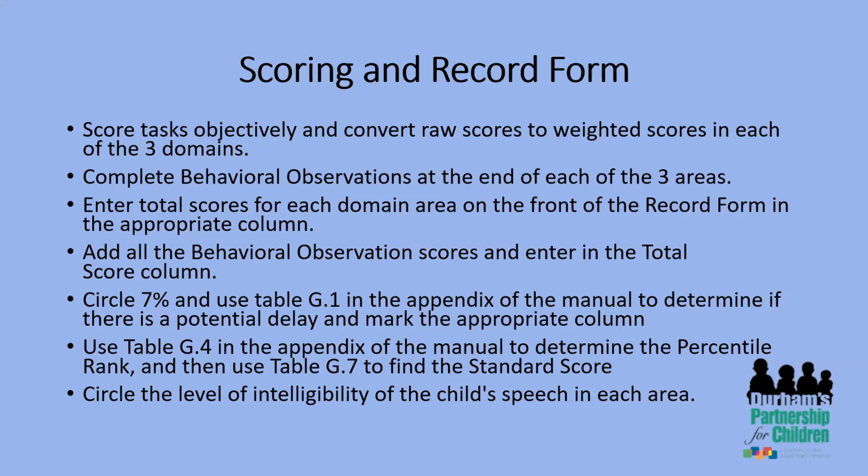Enter the total scores for each domain area on the front of the record form in the appropriate column. Add all the behavioral observation scores and enter them in the total score column. Circle 7% and use table G.1 in the appendix of the manual to determine if there is a potential delay and mark the appropriate column. Use table G.4 in the appendix of the manual to determine the percentile rank, and then use table G.7 to find the standard score. Circle the level of intelligibility of the child's speech in each area.